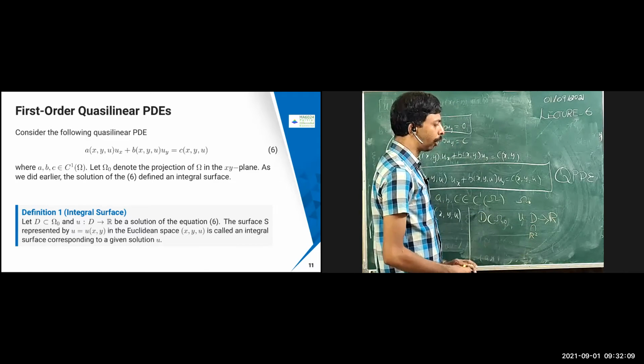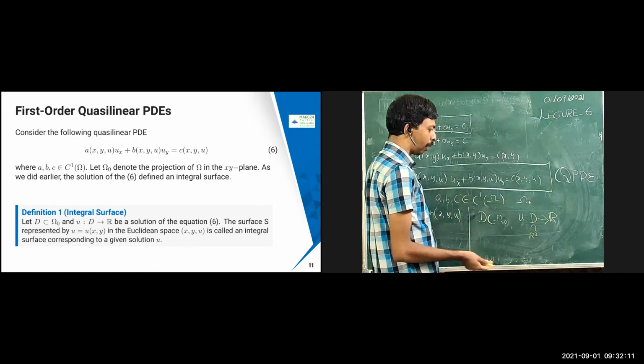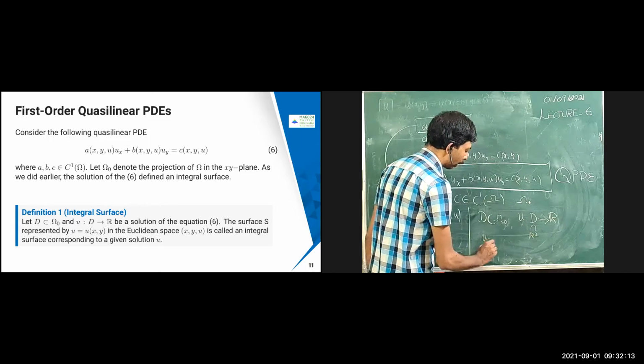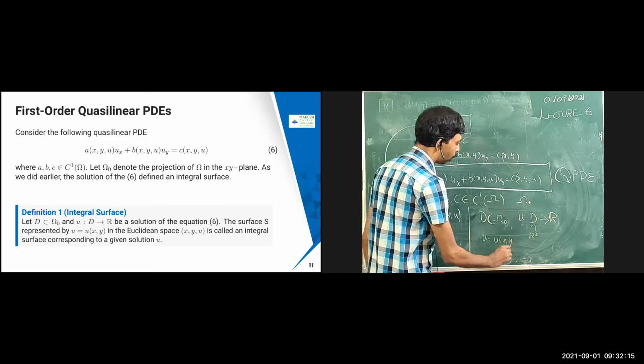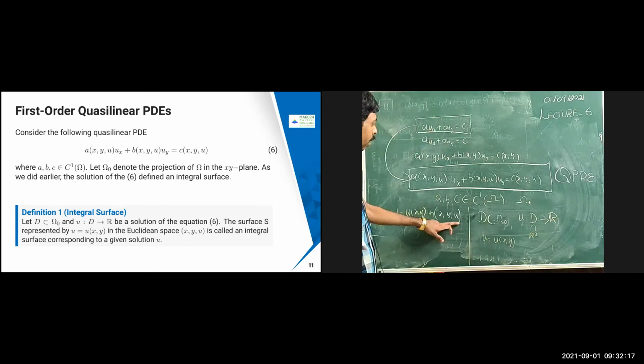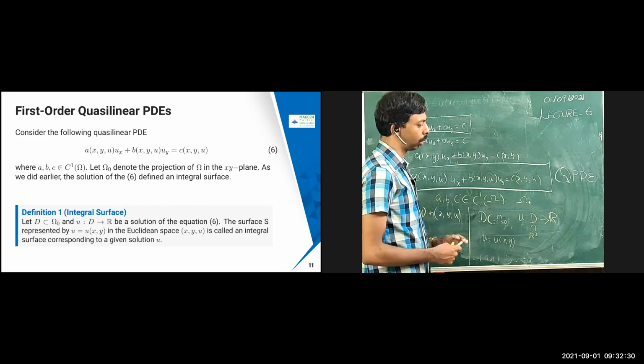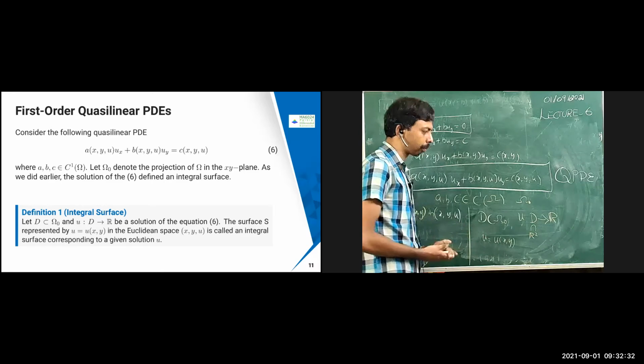Therefore what you are going to get is a surface represented by u equal to u of (x, y). Where is it going to be represented? It is going to be represented in the (x, y, u) Euclidean space. So that is called the integral surface corresponding to the given solution u.